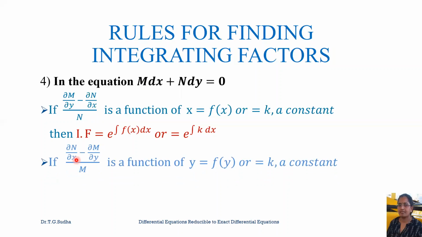Suppose (∂N/∂x minus ∂M/∂y) divided by M is a function of y, that is, it is f of y, or if it is equal to k, a constant, then the integrating factor is given by e to the power of integral f of y dy, or e to the power of integral k dy. So these are the two types which we haven't seen in the previous sessions. So let us solve some examples on these two types.